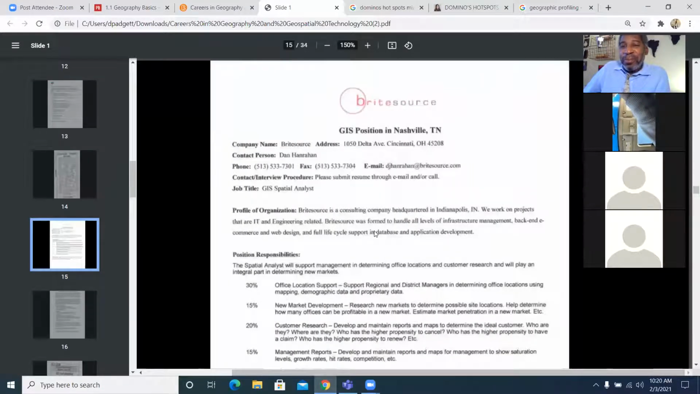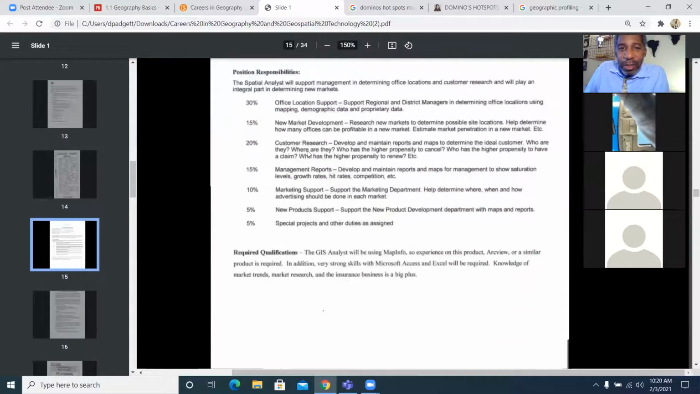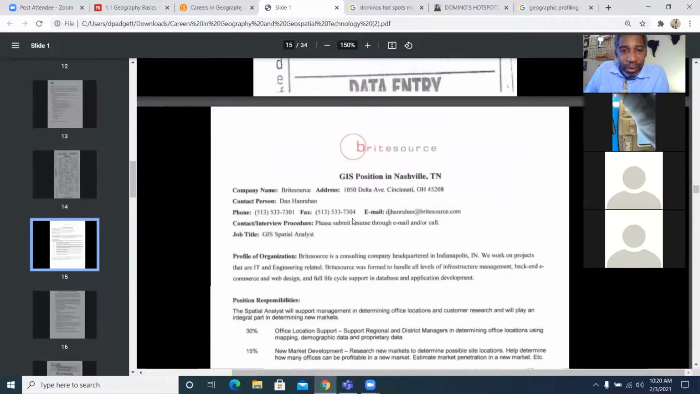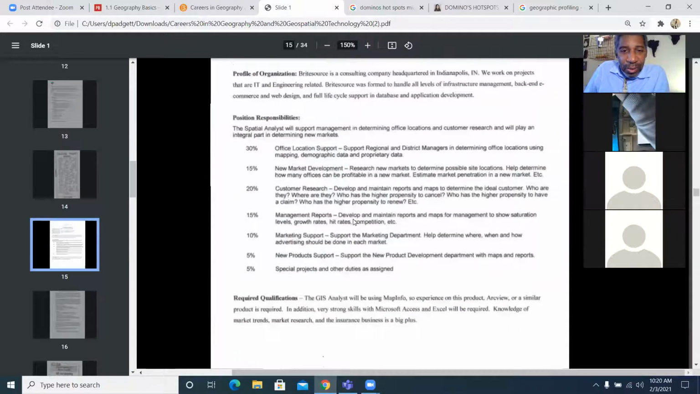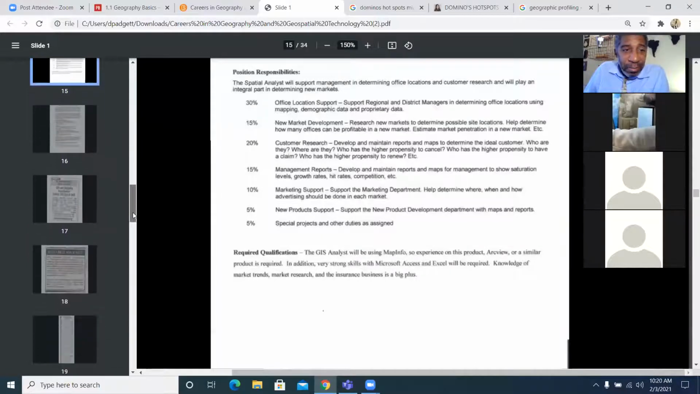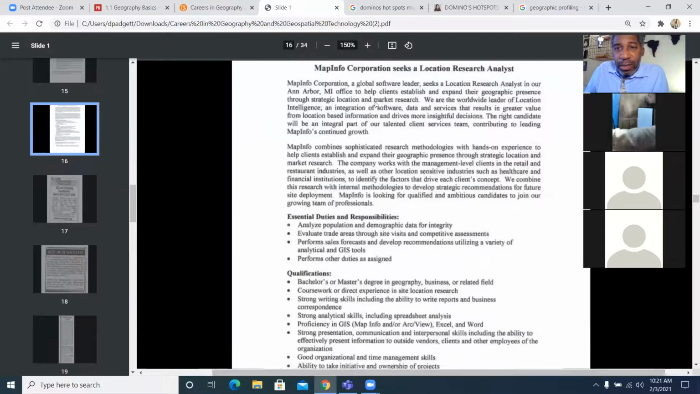Here's another position based in GIS. Again, notice part of this position. This is in Nashville, Tennessee, with a company called BrightSource. And so this position is in office location support, new market development, customer research, all the things that I just mentioned earlier. Again, here's another one, location research analyst. And so notice that location is big business, especially now.